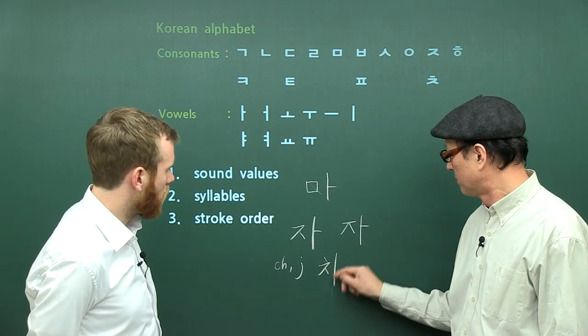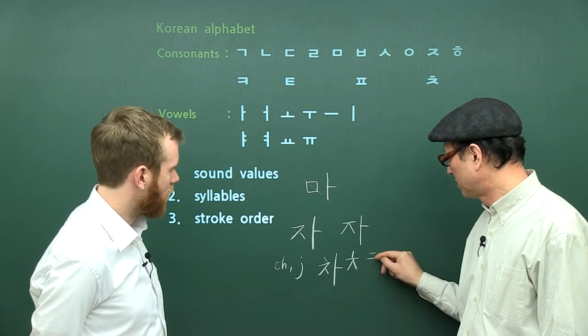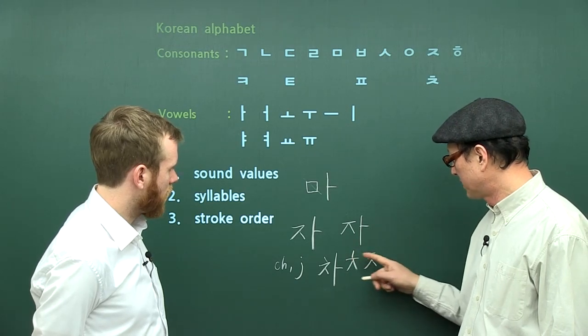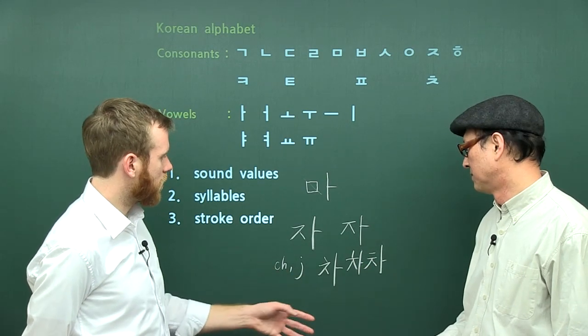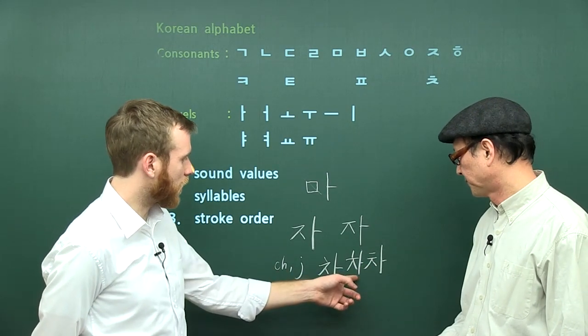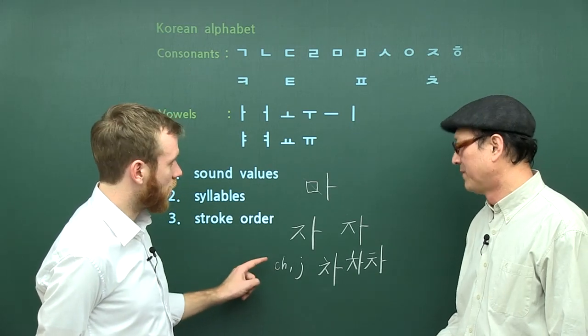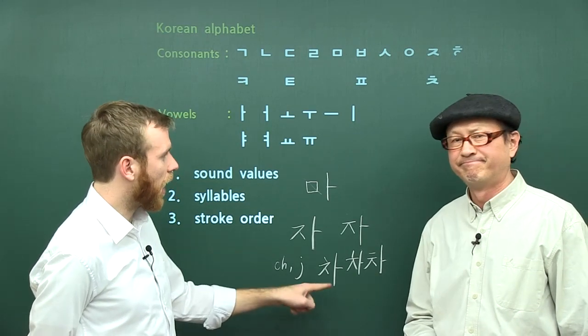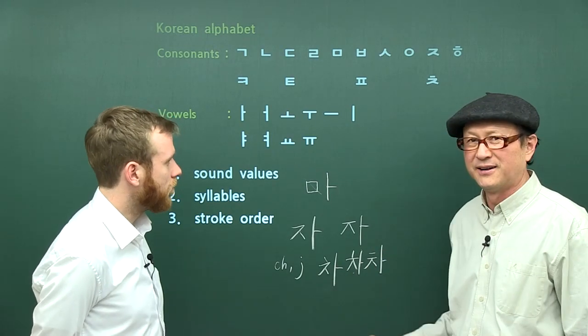Just adding one stroke. 이것도 괜찮아요. So again, all of these give us the same sounds. So you can write it like this, you can write it like this, or like this. This is always the ch sound, and it's always stronger. 차. Right. 차.